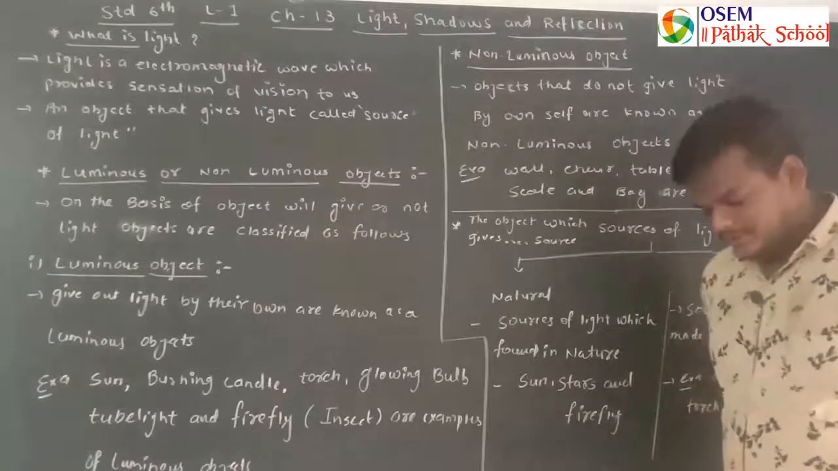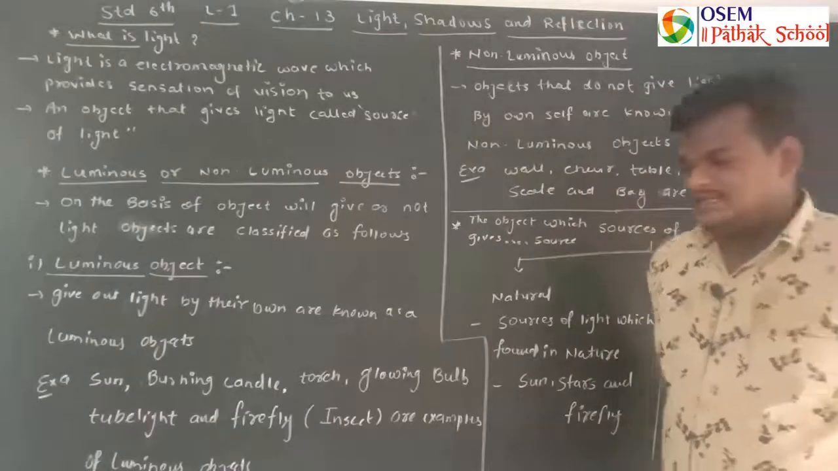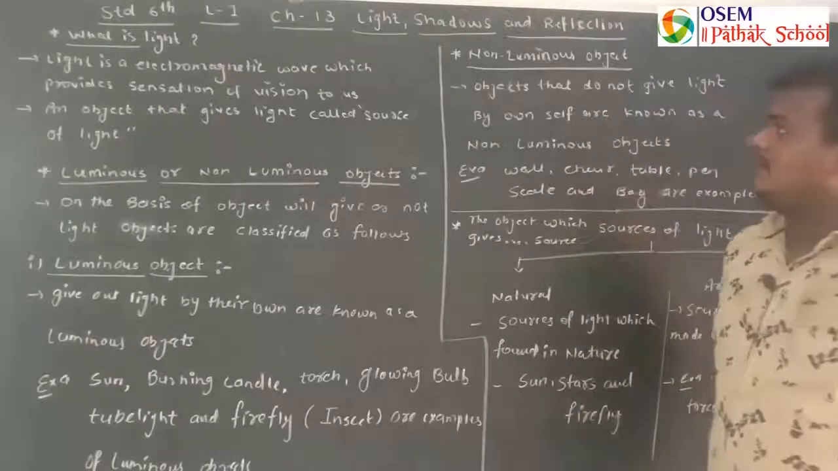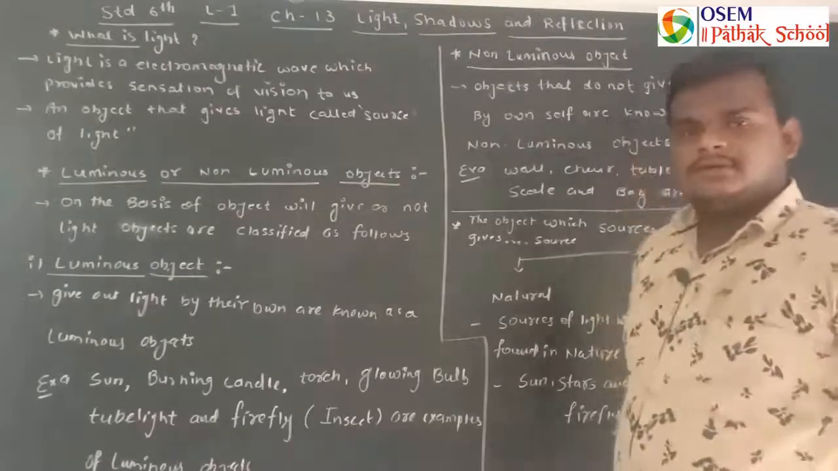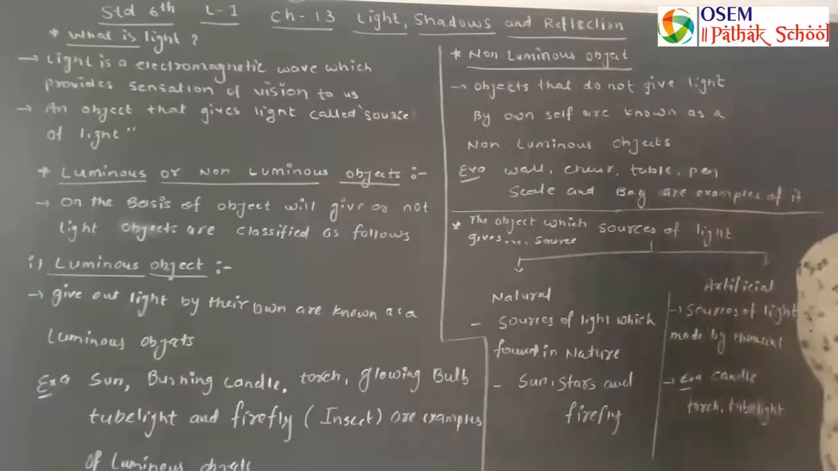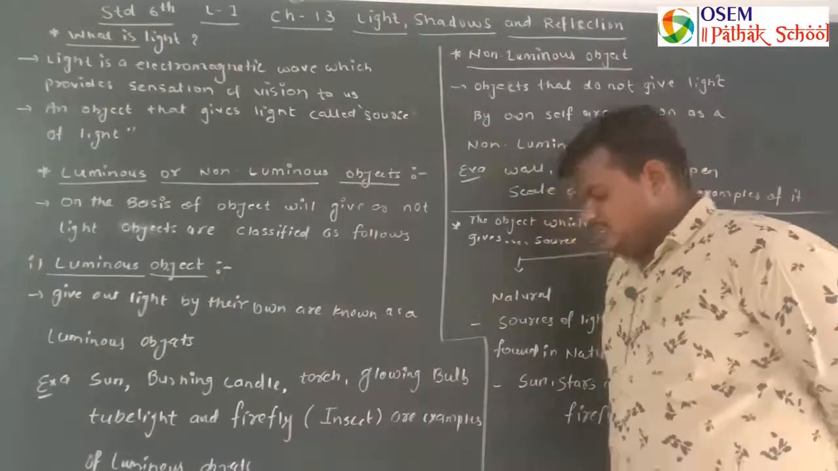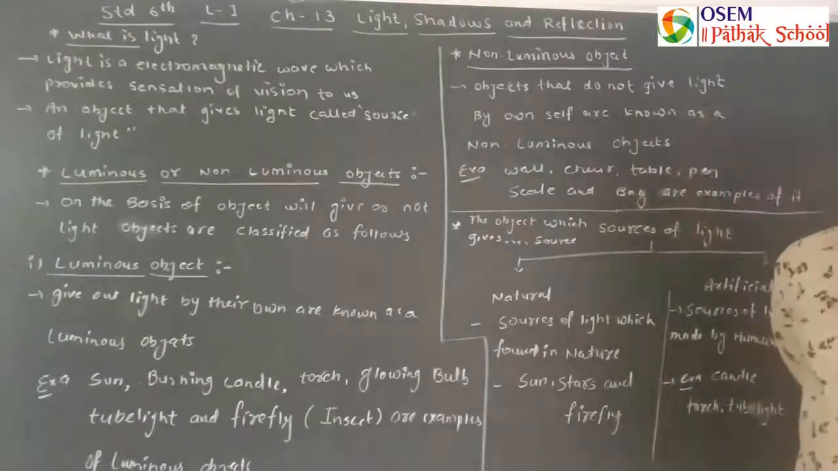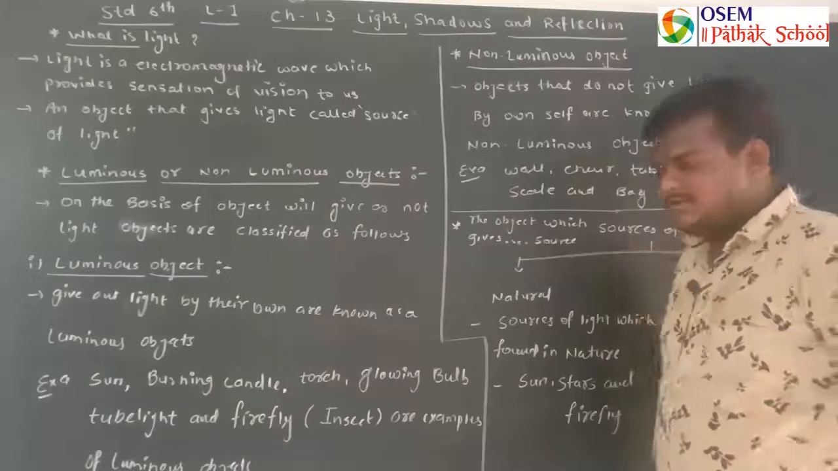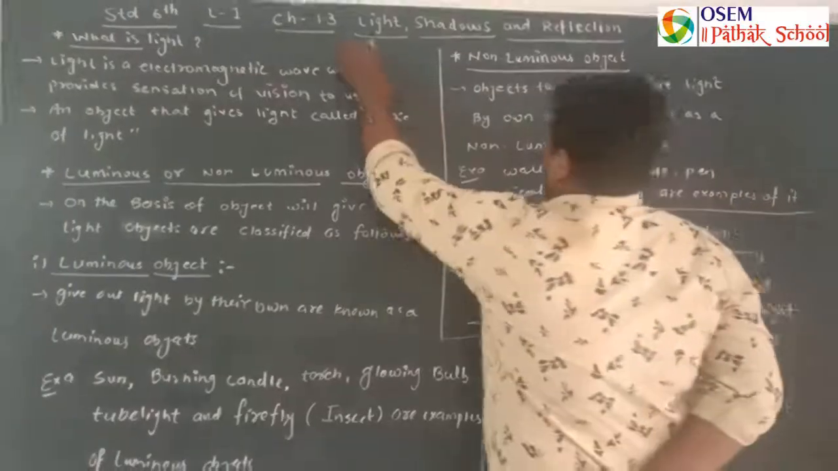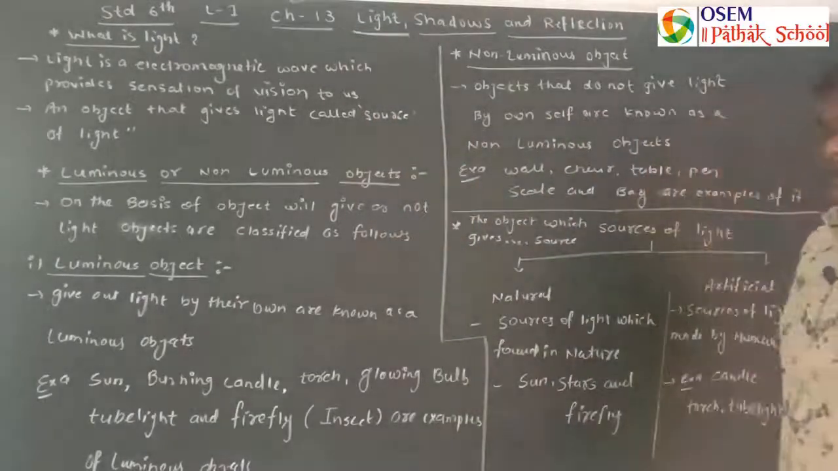So here in this particular lecture we are going to start a new chapter. In the last lecture we had completed chapter number 12, Fun with Magnets, and we had solved the exercise of that chapter. Now we are going to start a new chapter from your syllabus, chapter number 13. The title of this chapter is Light, Shadows and Reflection.